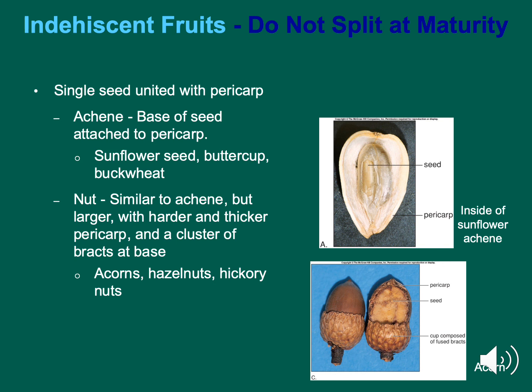Indehiscent fruits do not split at maturity, and so they're a little bit modified. And again, remember, they're dry. One example of this is a fruit called an achene, and that's something like a sunflower. An achene is a fruit where the outside skin is merged or fused to the inside stuff. Also, nuts are a type of indehiscent fruit. They are dry and the outside is fused to the stuff on the inside. This includes acorns, hazelnuts, and hickory nuts. Remember, a peanut is not a nut, it is a legume.